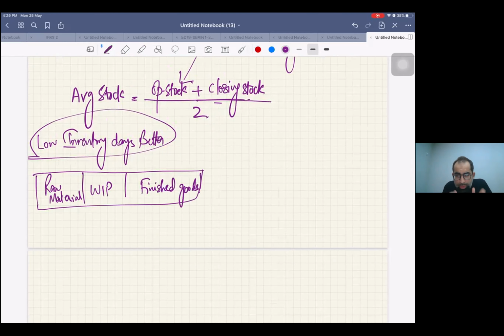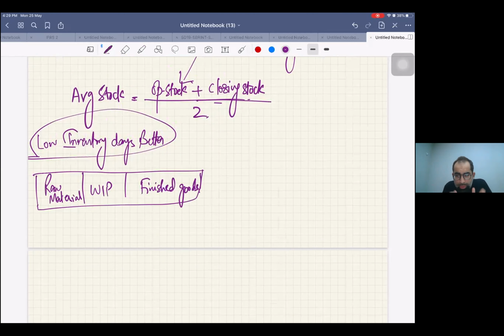And finally, the finished goods. How can you reduce the finished goods time period? By doing good marketing. Okay. Or by reducing your price. Why? Because if you reduce your price, your stock will sell faster, right? So if you reduce these three time periods, automatically the overall time period will go down. So the final words: inventory days should be lower.